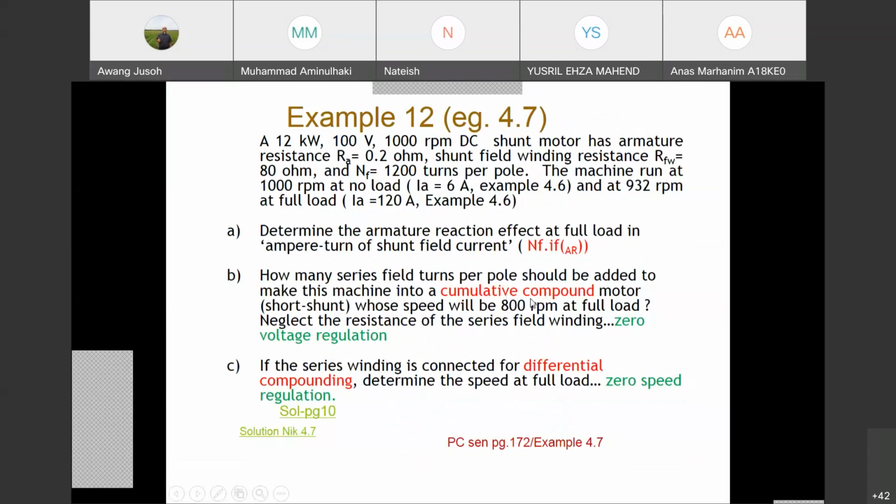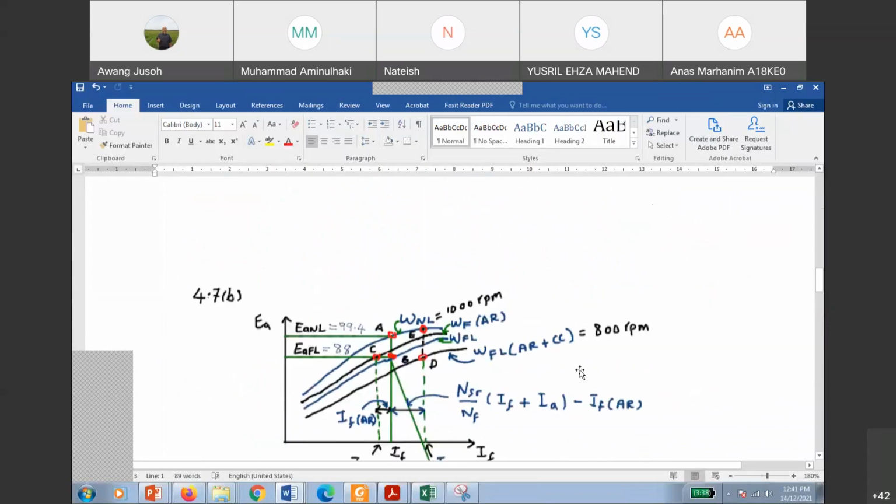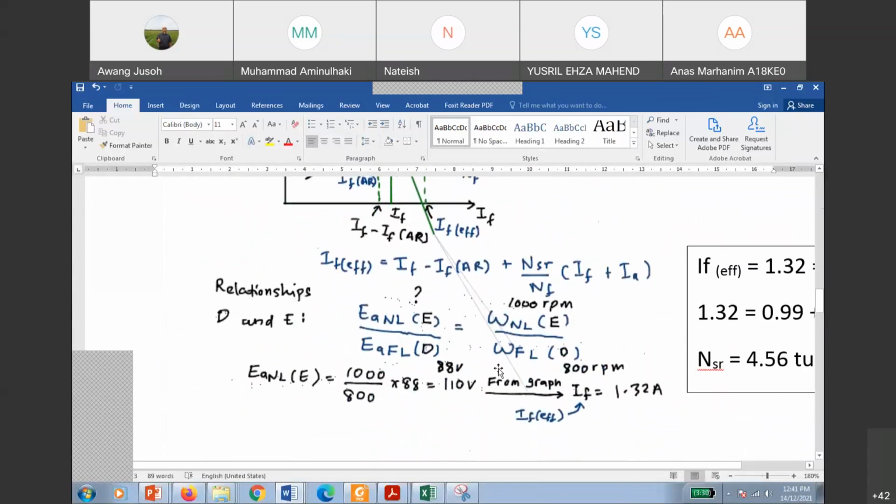So you need to check the speed they give us. You need to check the question first. They say the speed is equal to 100 RPM when we put the cumulative winding at full load. Alright, so we know the data already. We know the point D voltage, we know the point E speed, we know the speed at point D.